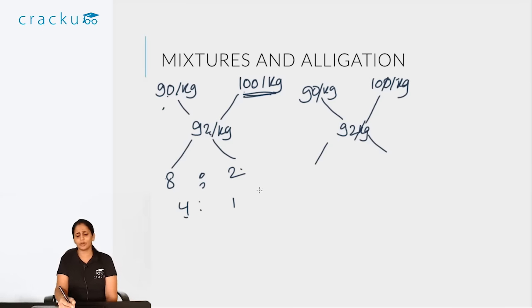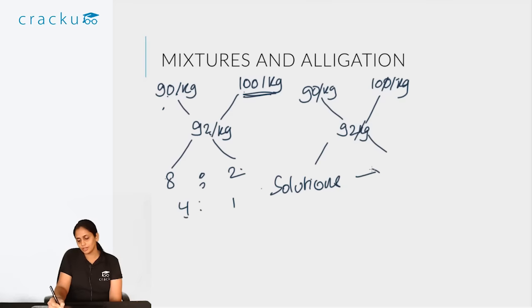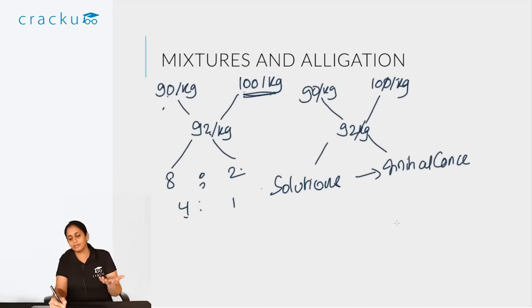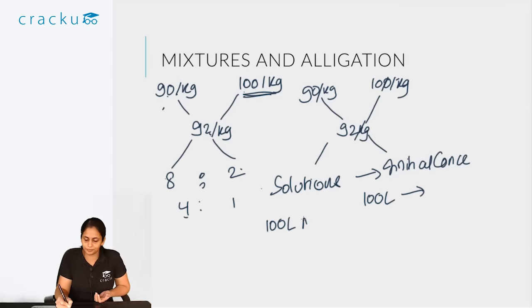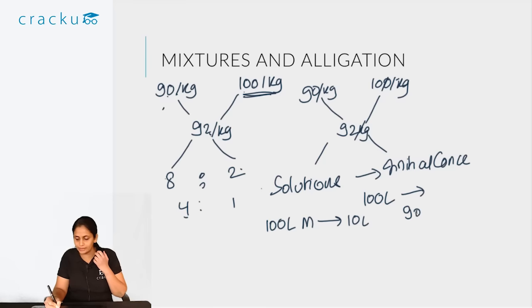The other thing that you are often asked is of solutions, where you are given a certain initial concentration and some part of this is removed. So for example, you have 100 liters of milk, some part of this is removed and replaced with water. So let's consider this, that you have 100 liters of milk, 10 liters is removed and replaced with water. So now you have 90 liters of milk and 10 liters of water.